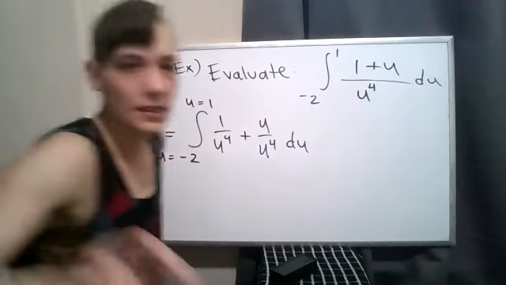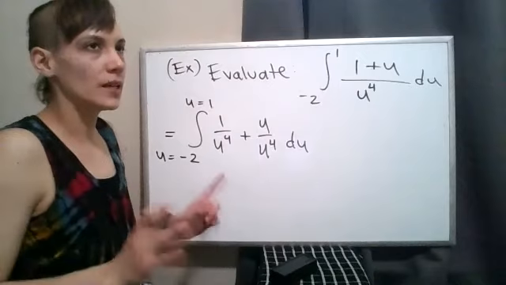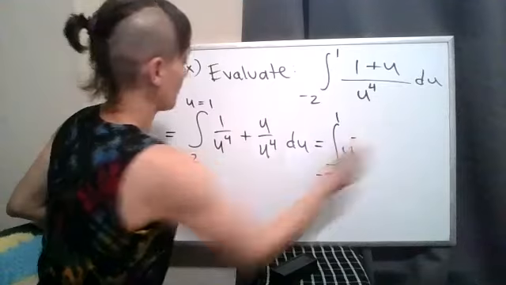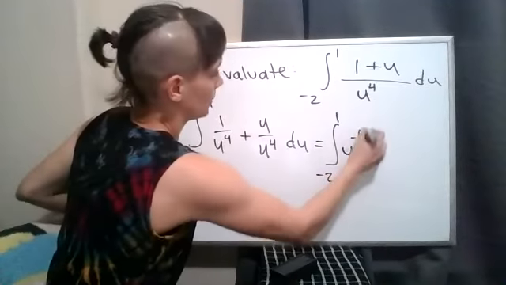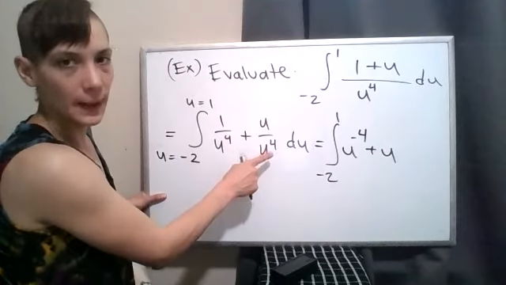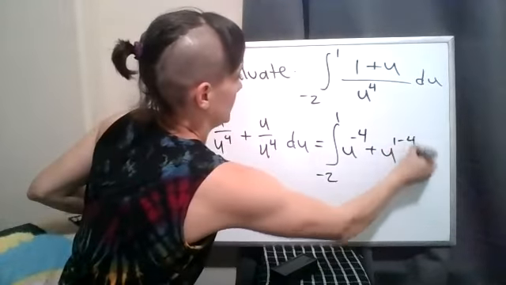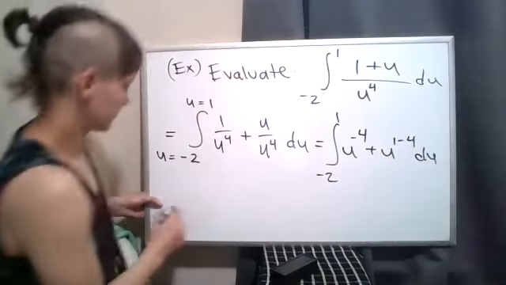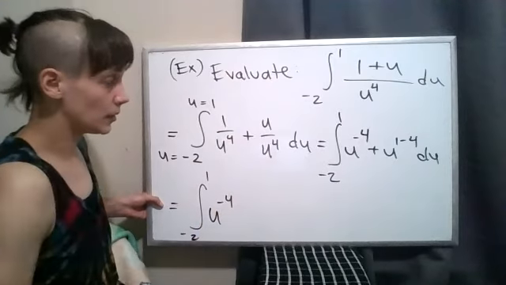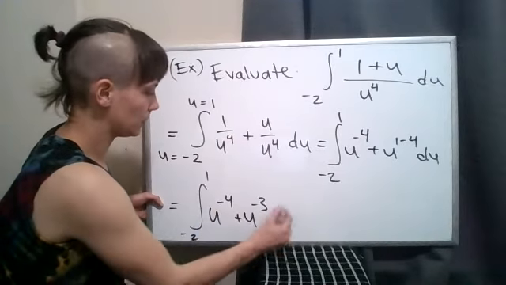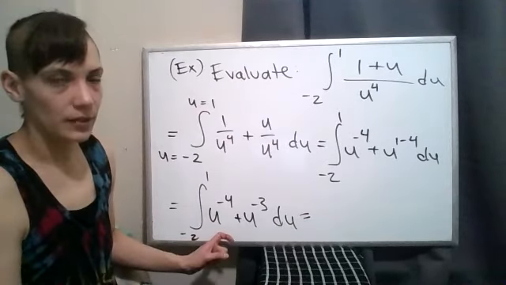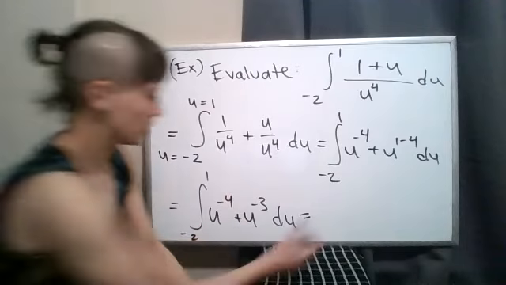And just keep rewriting this. It's u to the -4 power, plus u to the power of 1 minus 4, which is u to the -3. Okay. We're going to add 1 to the power and then divide by that number. So -4 plus 1 is going to get you to -3.